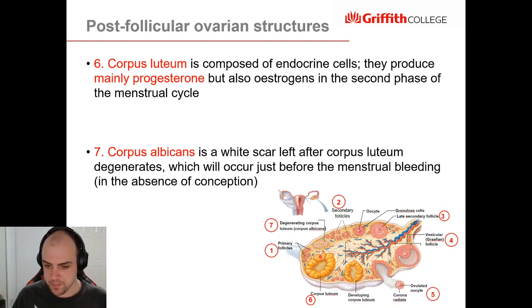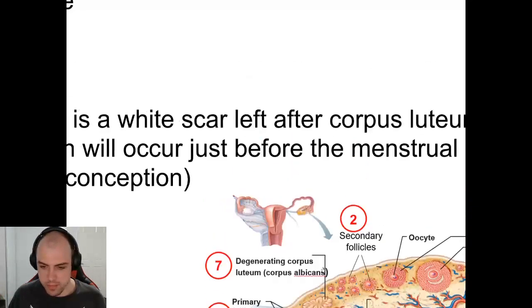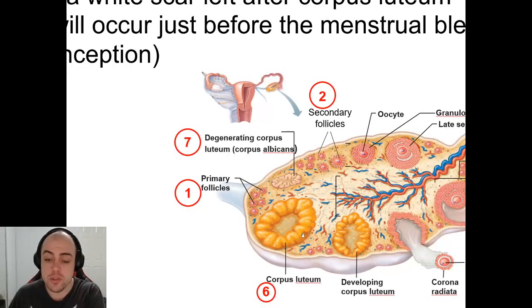So we can see here, let me zoom in, there we go, we have our corpus luteum and these lovely endocrine cells producing that progesterone and estrogen. And if there is no fertilization, that will just deteriorate into our corpus albicans. Menstrual bleeding will occur, and then the whole cycle will repeat once more.